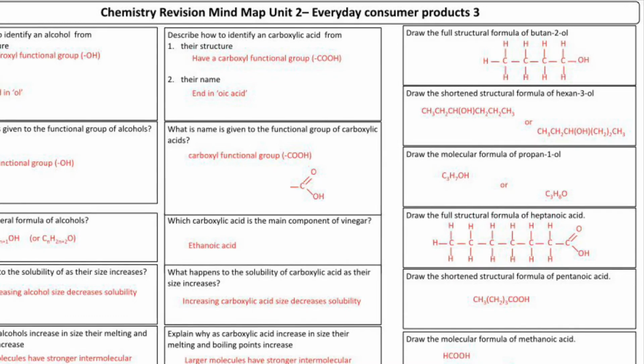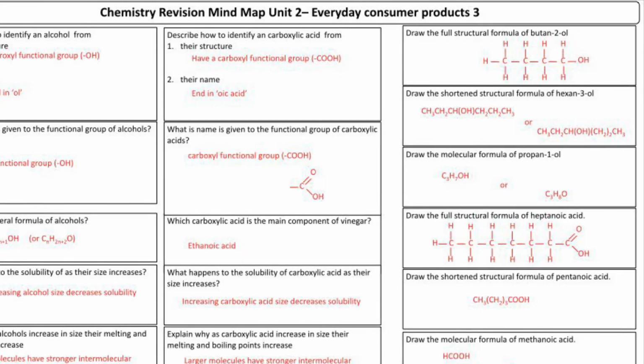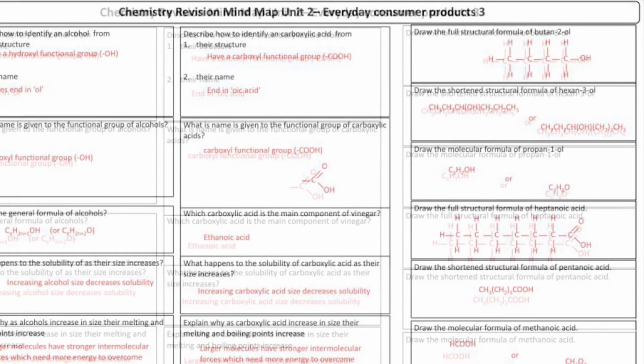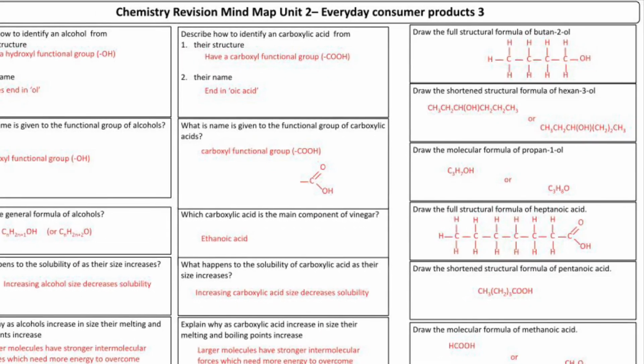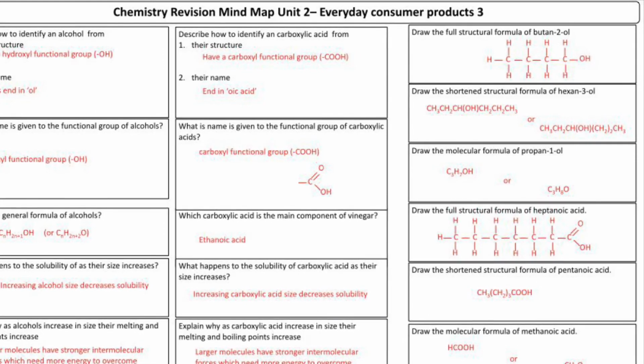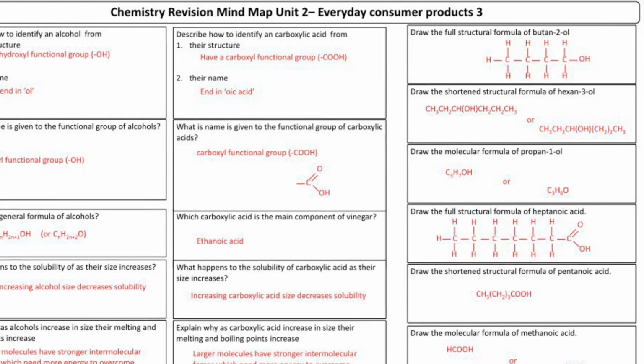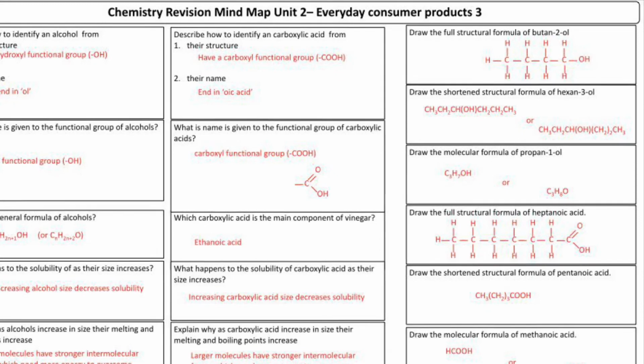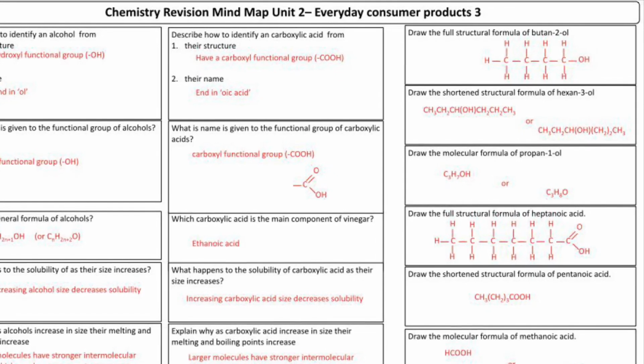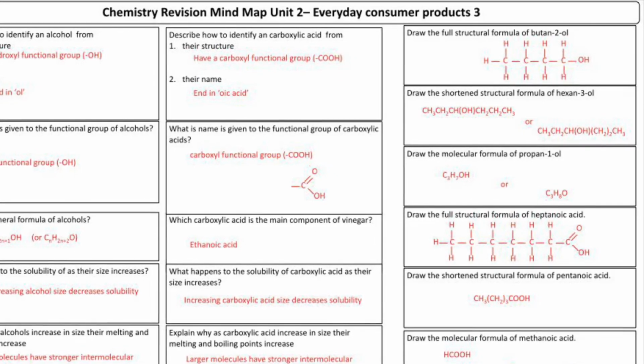The molecular formula for these is given, as you can see. The full structural formula there for heptanoic acid, again, 7 carbons, hepta, and finishes oic acid. The shortened structural formula again is given, as is for methanoic acid.